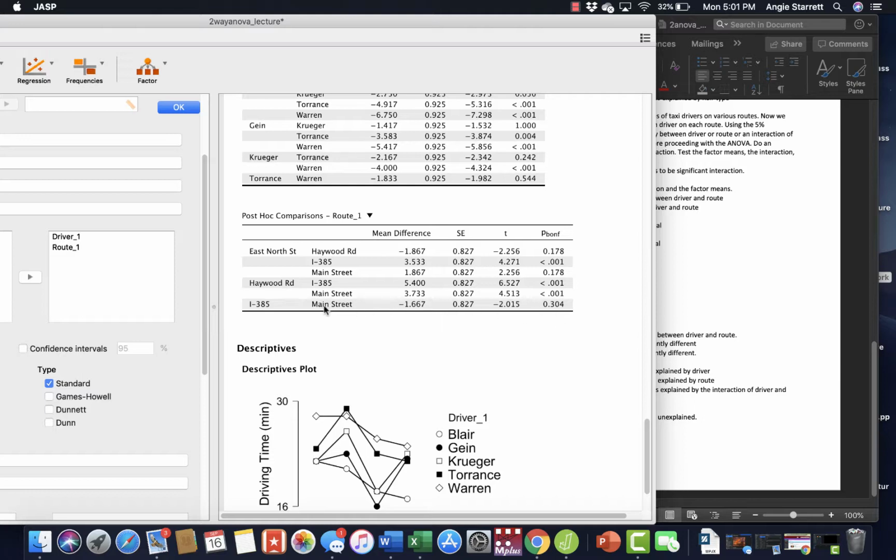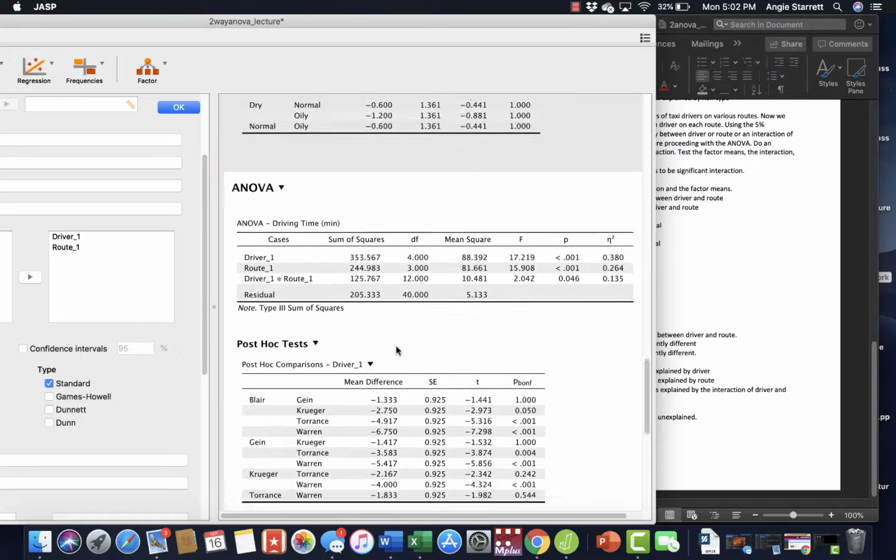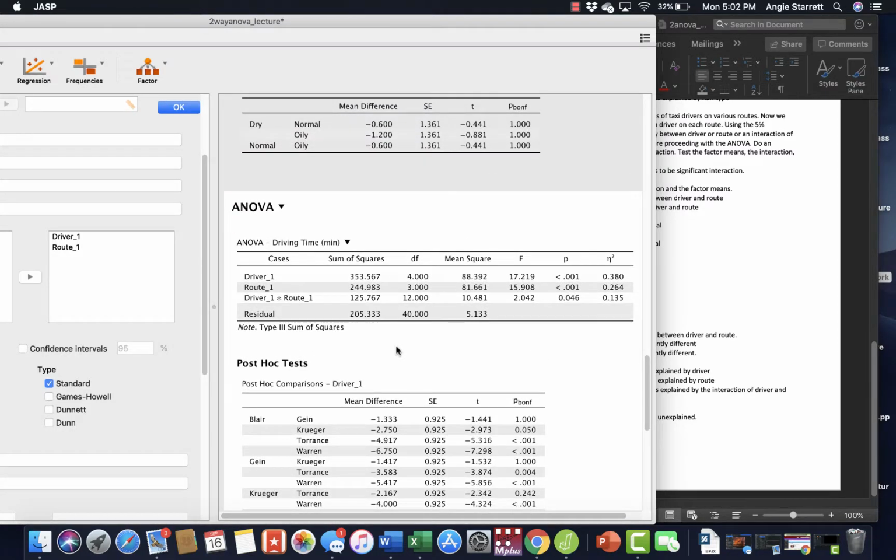All right, is it significant? No, it is not. Look at this p-value, 0.304. So we cannot conclude that I-385 and Main Street are significantly different. All right, but again, while I'm not asking that specifically in the homework or quiz, this could be useful to you in doing more two-way comparisons from an ANOVA for that final project.